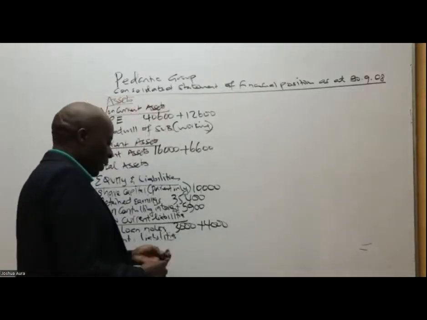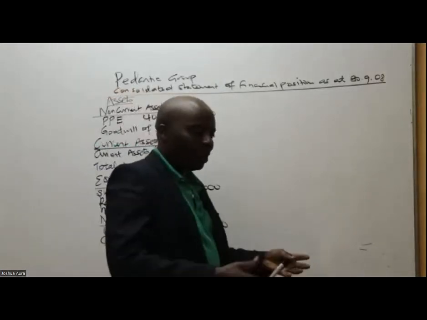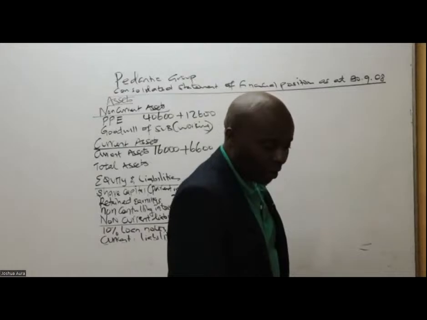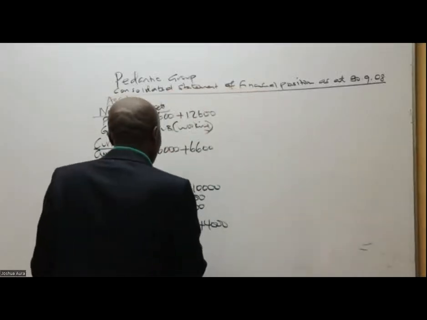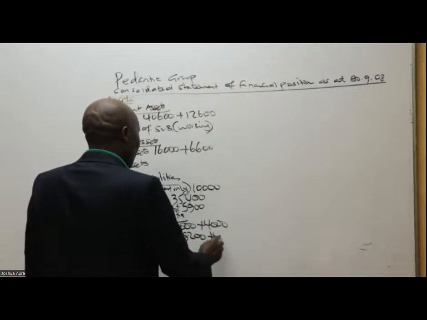And then we have the current liabilities. We are consolidating, putting together things, like how we are together in this room as a family. We are already consolidated, and of course we are happy to be here. So for the current liabilities, it's 8,200 plus 4,700.